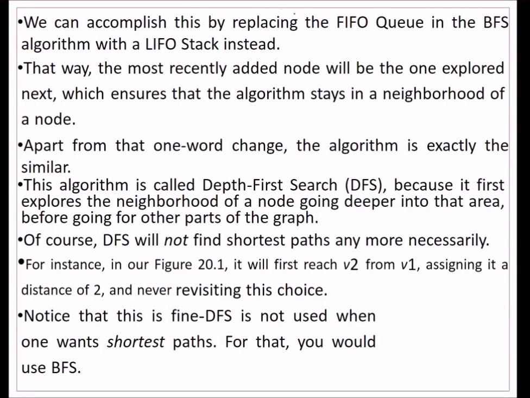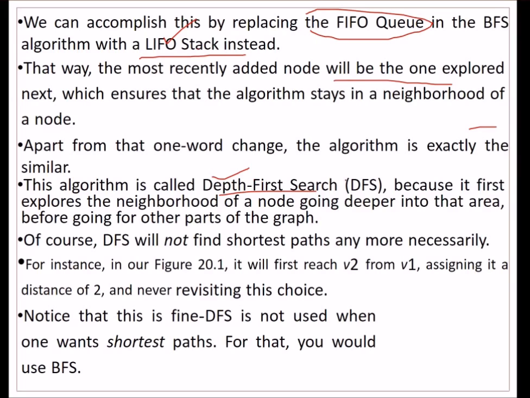And we can accomplish this by replacing the FIFO queue in BFS, which was the heart of our BFS, with a LIFO stack, last in first out. In this manner, the most recently added node will be the one explored next, which will ensure that the algorithm always stays in the neighborhood of the node. Just by one word change, the algorithm is exactly similar. BFS and DFS are almost similar, and we call it DFS because it first explores the neighborhood of a node, going deeper into the area before going to other parts of the graph.